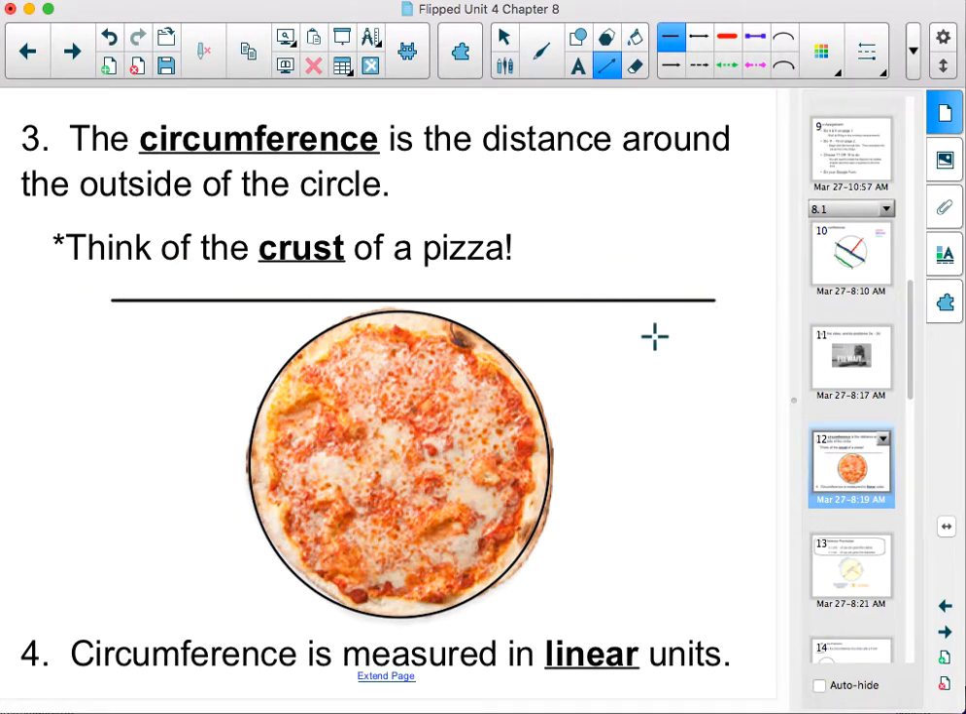And I could get a ruler or a tape measure or a yardstick, and I could measure that distance, like the distance around the circle. So that's what circumference is. Circumference is measured in linear units. These are just plain old inches, centimeters, feet, yards, miles. The best way to think of circumference is that it's like the perimeter of a circle.